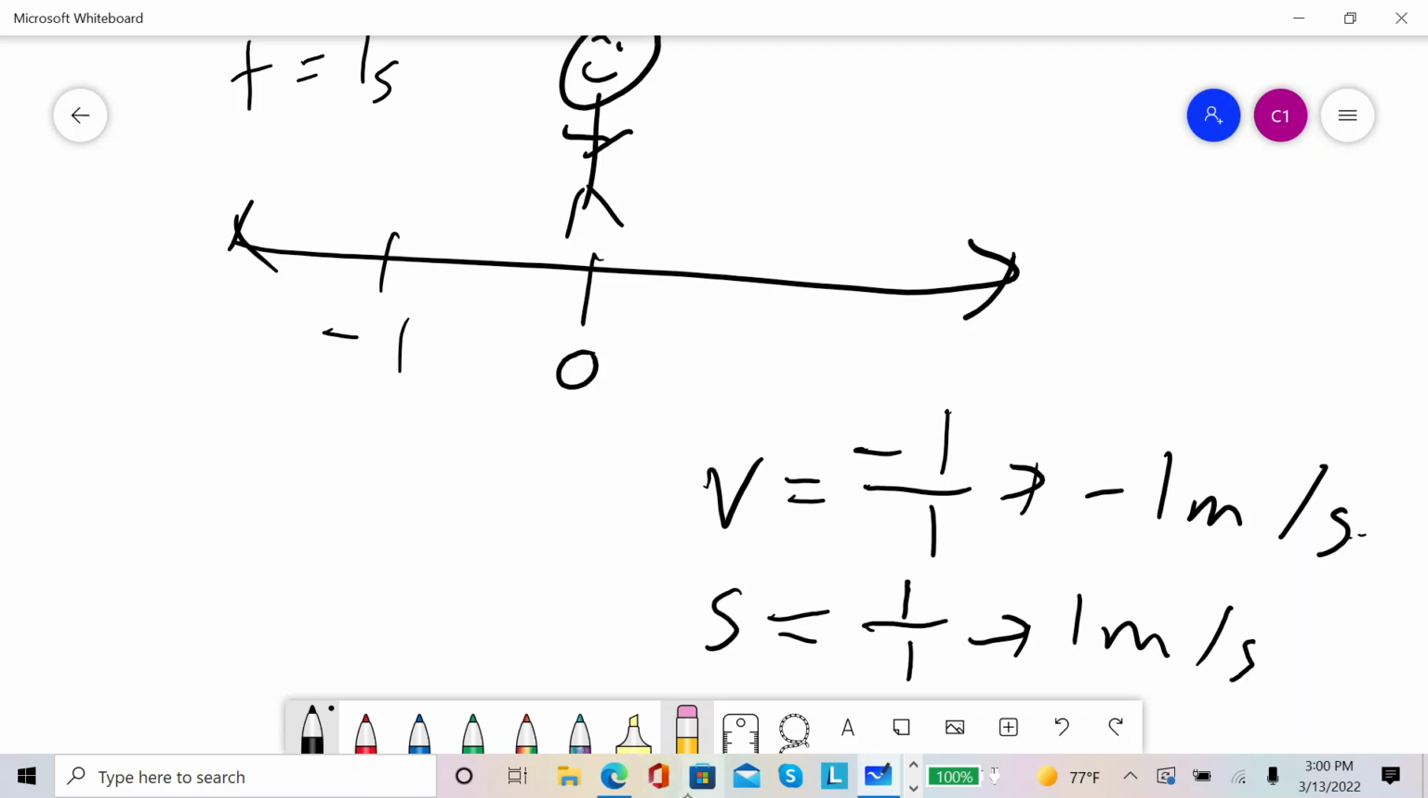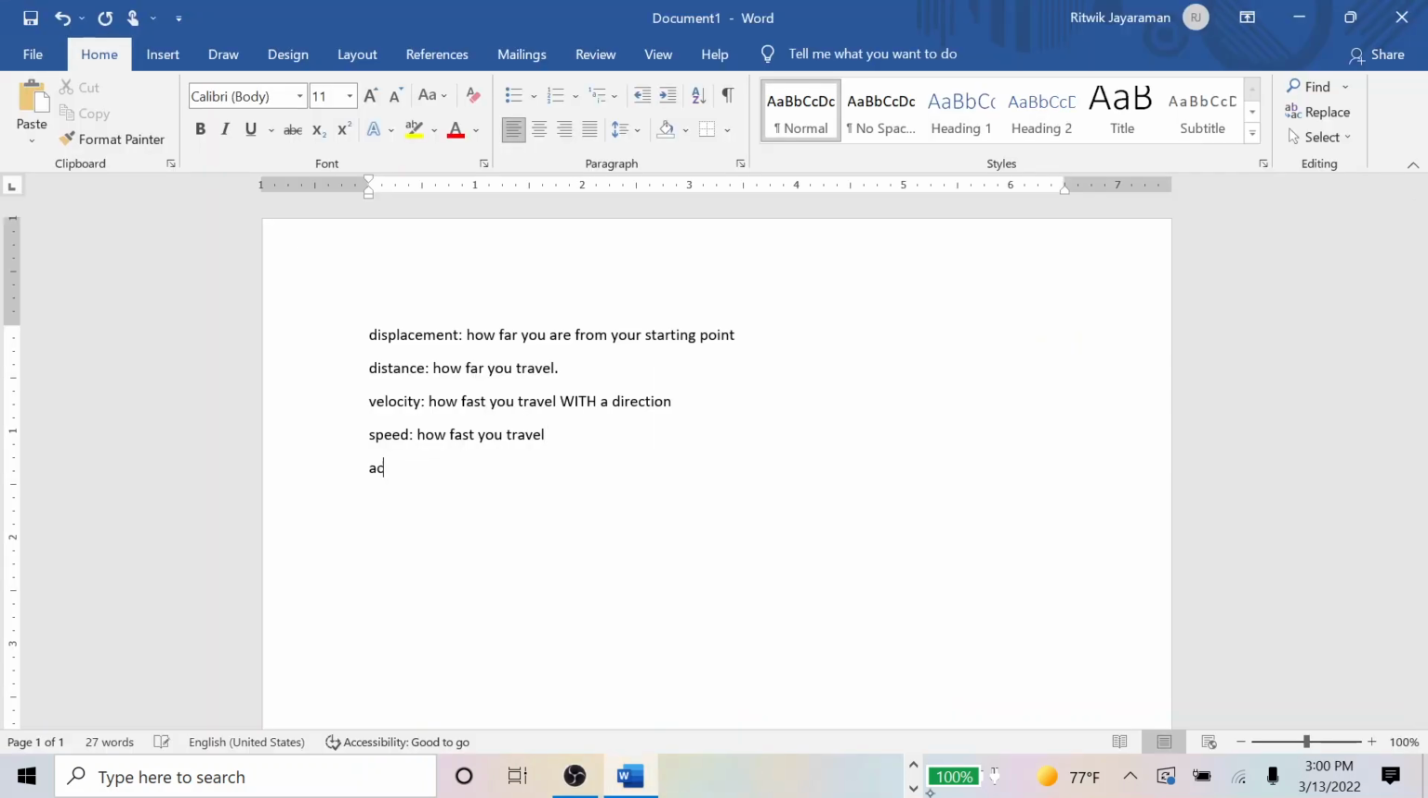Now, finally, acceleration. Acceleration is your rate of change in velocity.